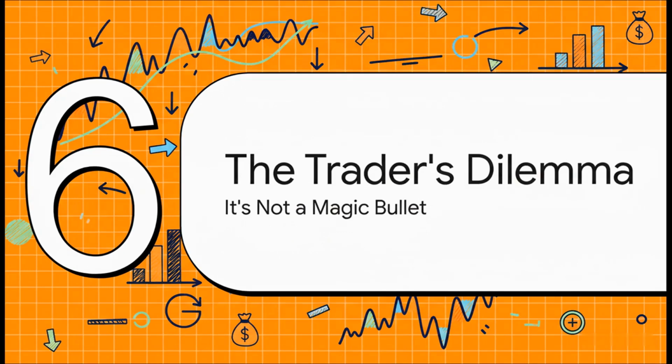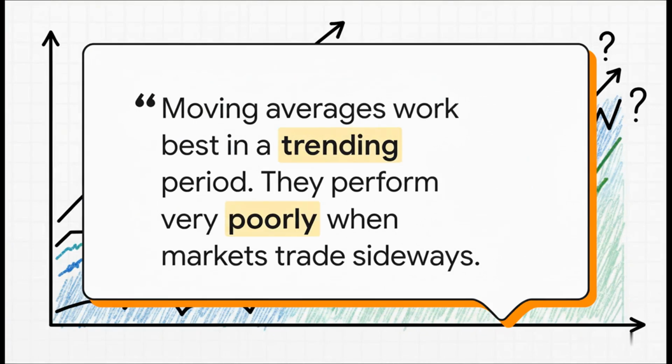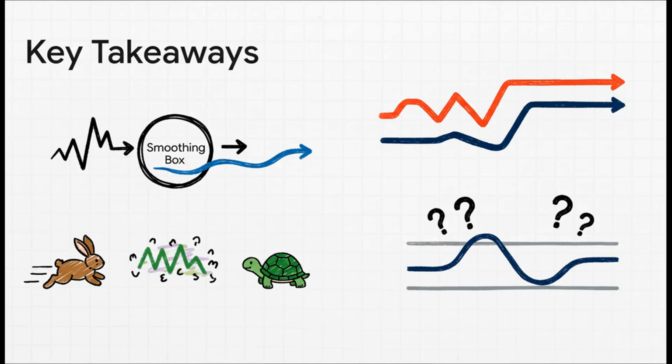Okay, reality check time. As powerful as moving averages are, it is so crucial to remember they are not a magic bullet. They're not perfect. In fact, they come with a really significant catch. This quote really says it all. As trend-following tools, moving averages are amazing when there's a clear trend to follow. But when the market isn't really going anywhere, when it's just chopping back and forth in a sideways mess, these systems can get you whipsawed, generating one false signal after another. It's their kryptonite.